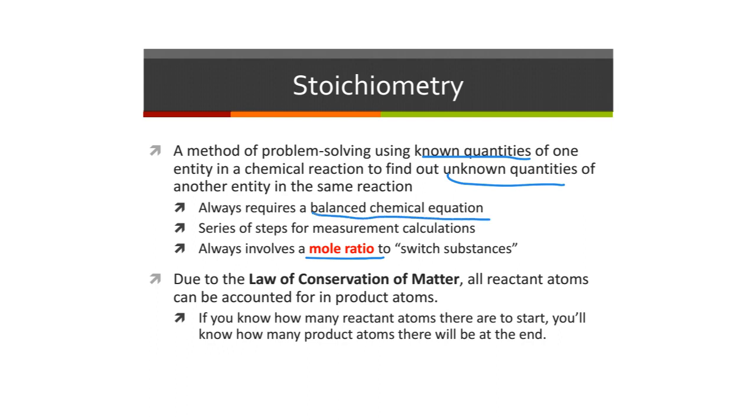In order for us to do stoichiometry correctly, we must start with the balanced chemical equation and then use the mole ratio to convert the moles of our known to the moles of our unknown. And stoichiometry is all based on the law of conservation of matter, because if we know the amount of the reactant atoms that are present in a reaction, then we also know the amount of product atoms that are present in the reaction.